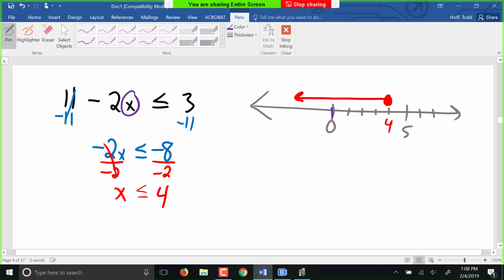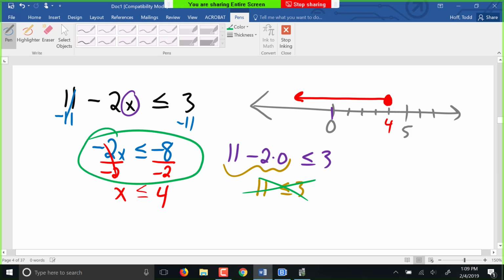I put 0 in here: 11 minus 2 times 0, less than or equal to 3. Well, what is 11 minus 2 times 0? 11. Is that less than or equal to 3? No. So something went wrong here. The thing that went wrong is right here. We divided by a negative 2. We divided by a negative number, period.